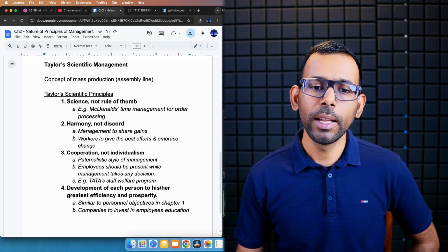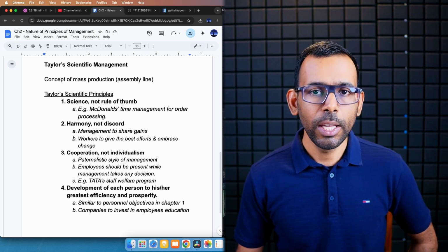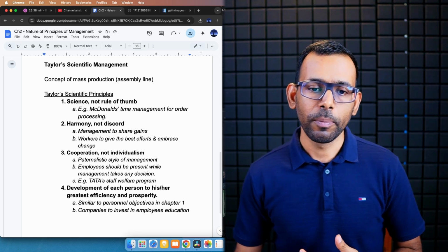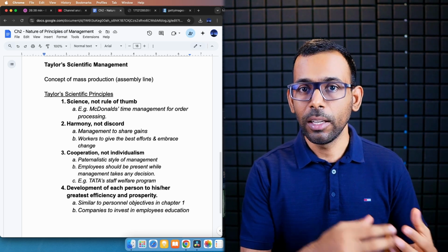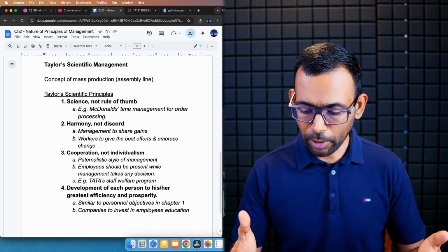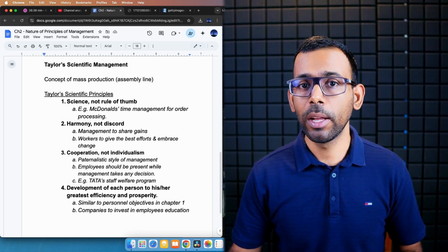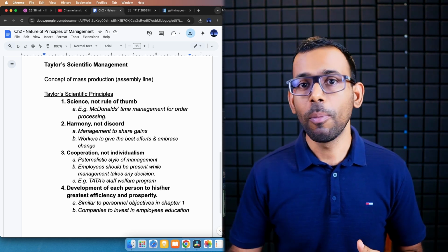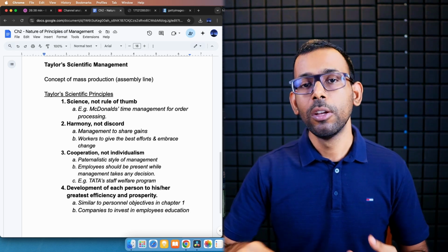There are 4 principles: science, not rule of thumb; harmony, not discord; cooperation, not individualism; and development of each person to their fullest ability. Okay, the first point is science, not rule of thumb. What is it? Taylor wanted to do everything scientifically. He wanted a proper beginning of a process and an official end of the process, and he also wanted to note down everything from beginning to end, along with all the steps it takes, and the time it takes to perform each and every step. So Taylor had the idea that there is a proper and scientific way to do everything.